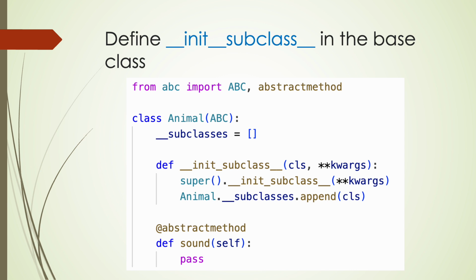In the __init_subclass__ method, we first call super().__init_subclass__ to ensure that any __init_subclass__ method in the parent class is called. Then we will add the subclass being created to the subclasses list. Note that the __init_subclass__ is automatically called whenever a subclass is defined, not instantiated.